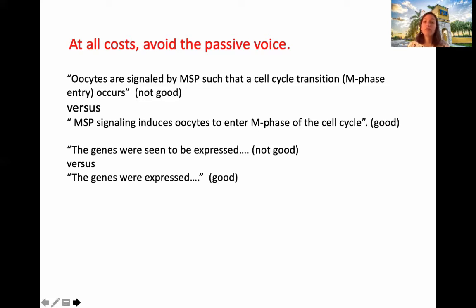And so avoid using passive voice and go for active voice, where you say what is happening. Instead of saying "the oocytes are signaled by such a cell transcription," you say "this signaling induces the oocytes to do this." So use active voice instead of passive voice.